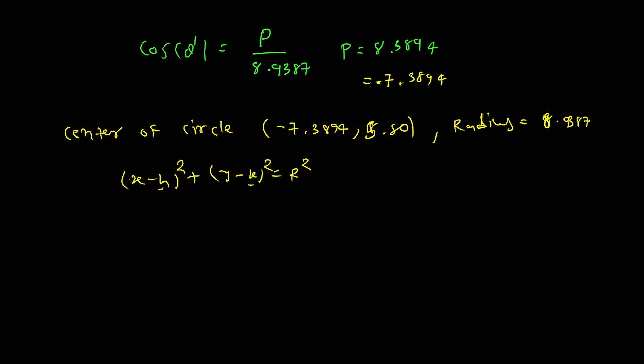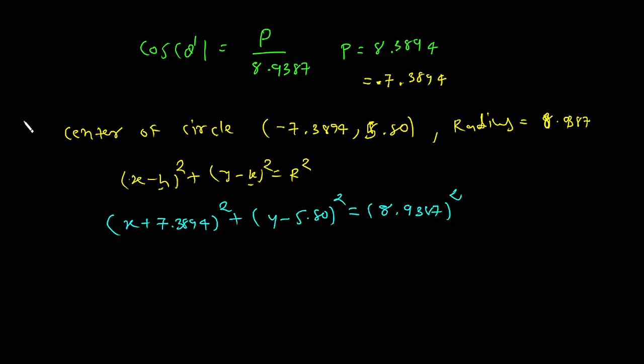So now let's write the equation for this circle here. So what I am getting is simply, here we got the plus sign because h is a minus here, whole square plus y minus 5.80 square equal to, we have to square the radius.